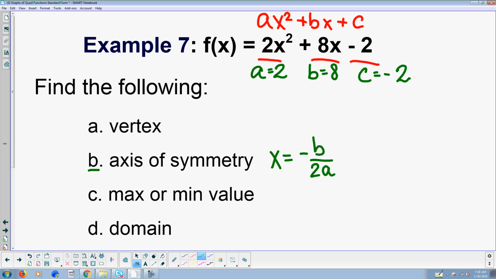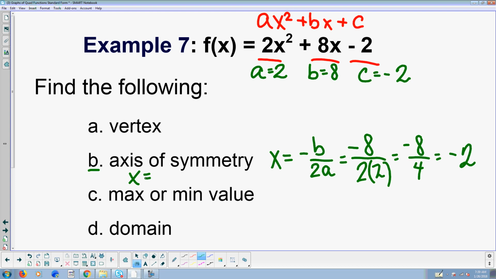Okay, so negative b over 2 times a. b was 8, so we're going to substitute negative 8 over 2 times a is 2. So now we're just going to evaluate that. 2 times 2 is 4, and negative 8 divided by 4 is negative 2. So we can say that our axis of symmetry is x equals negative 2.